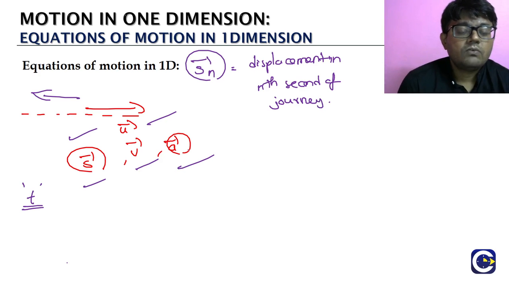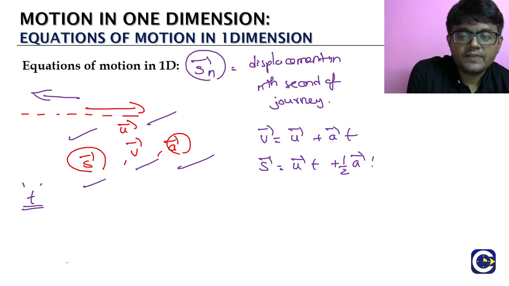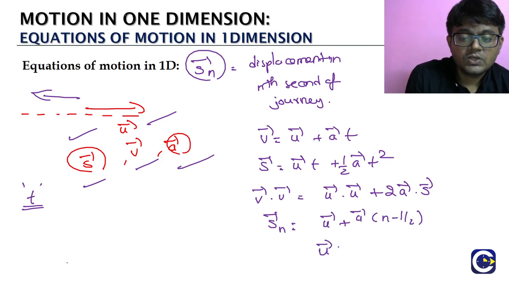Now I'll write down the equations of motion. v is equal to u plus at, s is equal to ut plus half at square, v dot v is equal to u dot u plus 2a dot s, and then the Sn formula: u plus a into (n minus half), or otherwise u plus a by 2 into (2n minus 1) when we take the LCM inside. You can use either version.